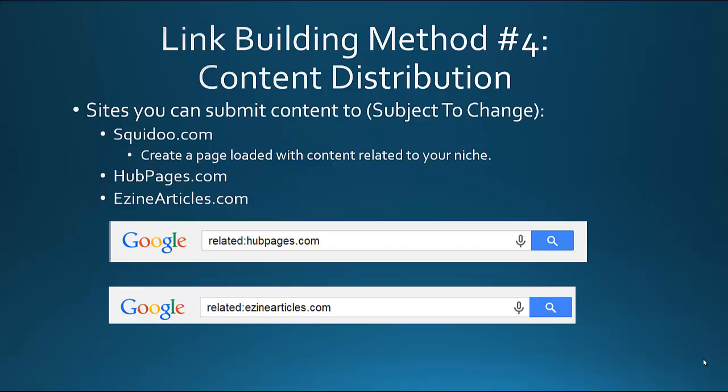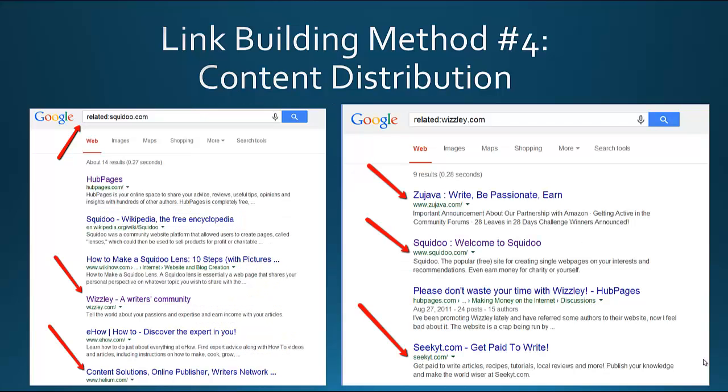And so getting your content there is going to be key, but you also don't want to get like 25, 30 links from Squidoo. You want to try to get 1 or 2 really good links from Squidoo, maybe find a few other sites you can do this with, and then focus on some of the other link building methods that we're discussing here. So here's another idea. If you go to related:squidoo.com, what you're going to find here is another site called Wisly.com.